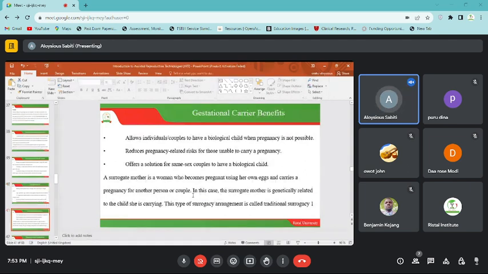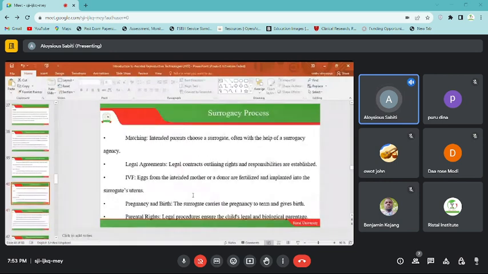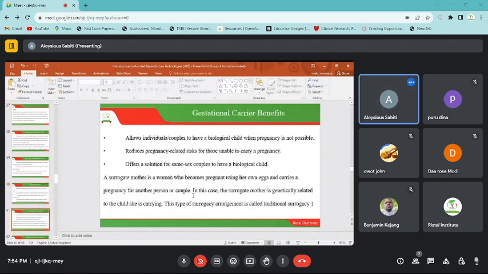So some of these rights may vary from country to country, but this is simply what happens. After getting a surrogate, you should be able to have a legal agreement. Then there has to be the transfer or the implantation of this fertilized embryo, and then pregnancy and birth, and later the parental rights have to be clear. So that is for a surrogate carrier.